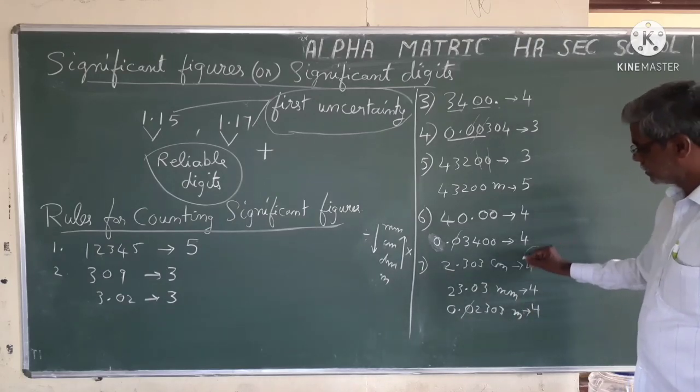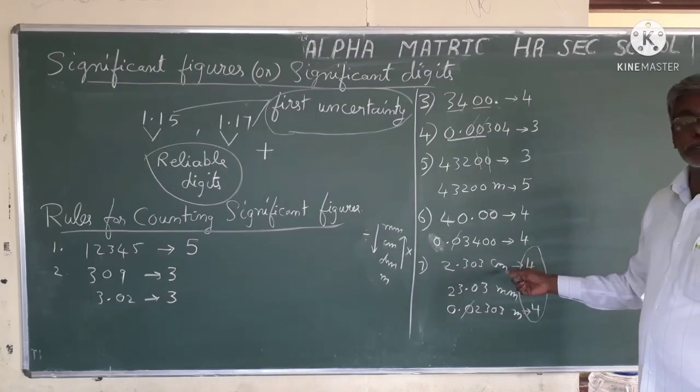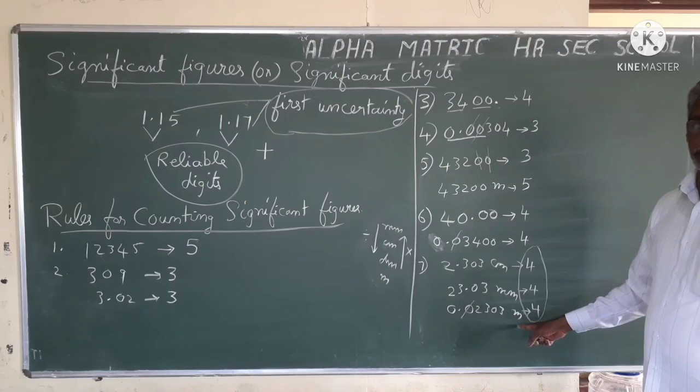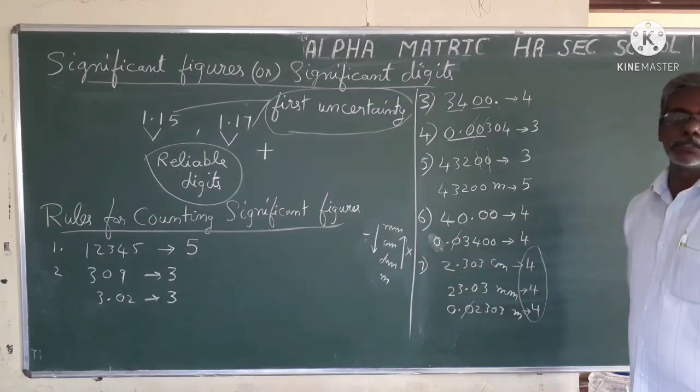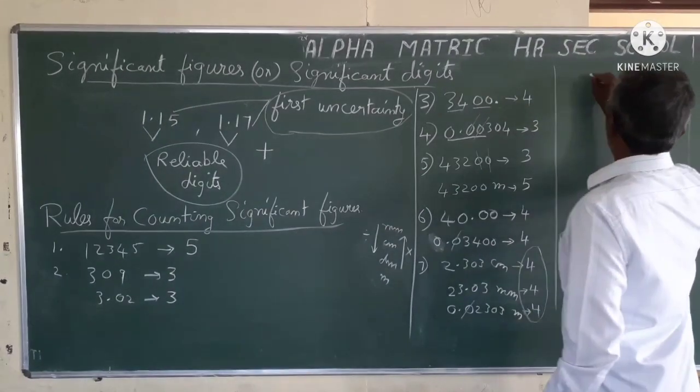Now you see all these values. Here the significant figures are the same, even though there is a change in the unit. That is the seventh rule. Clear? Now, we take an example.